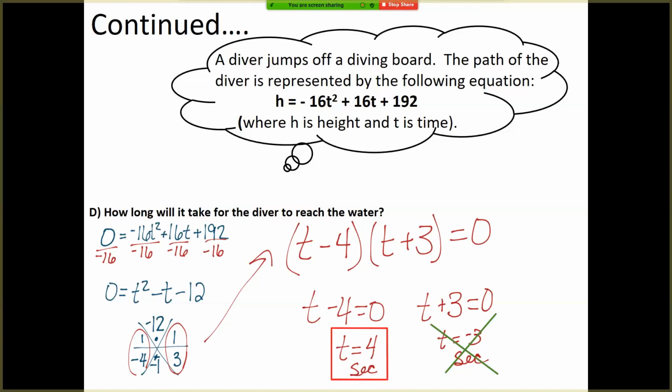So then we figure out that the time is 4 seconds. It takes 4 seconds for this diver to reach the water. That means he's in the air for a total of 4 seconds.